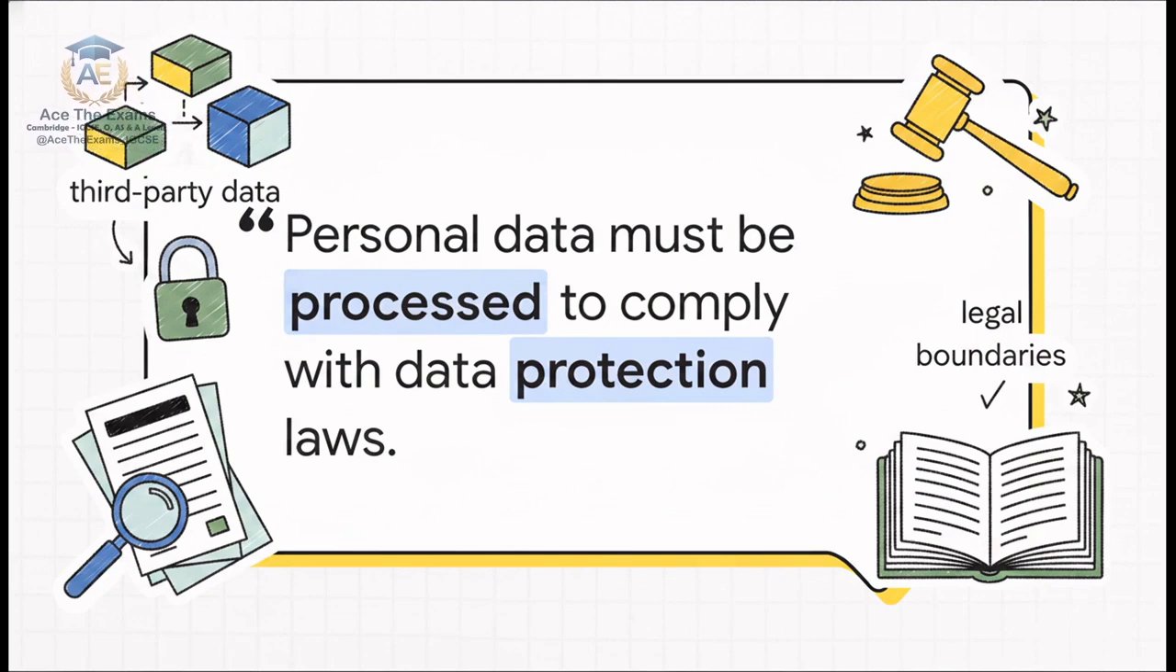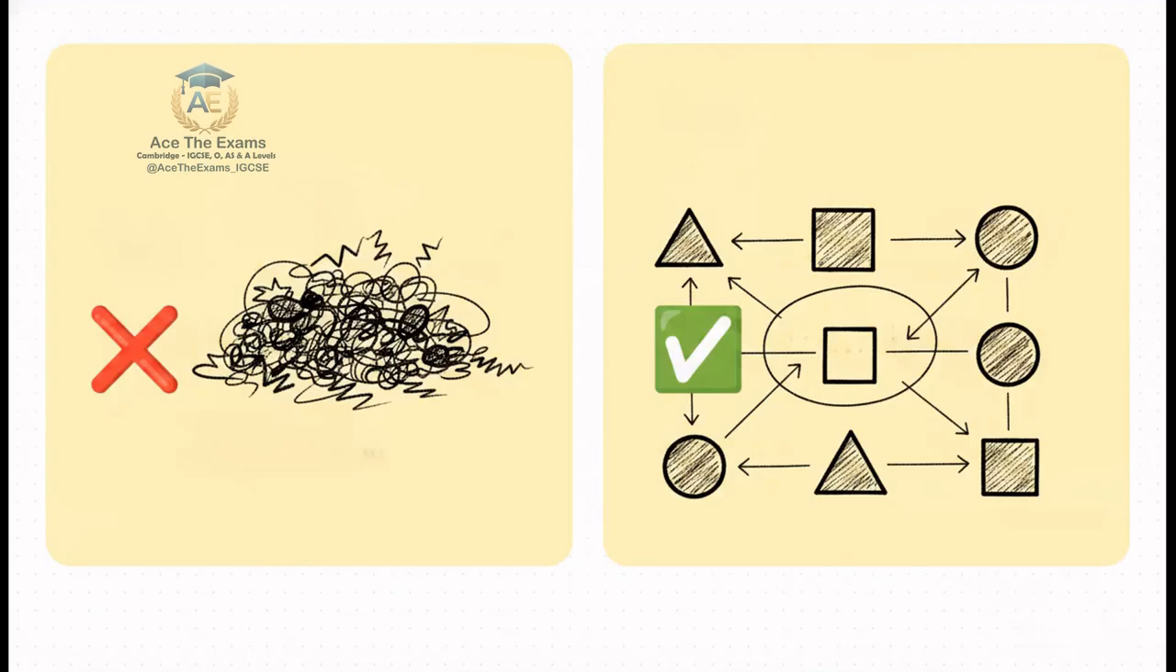But always remember this for your exam. Utilizing third-party data comes with some immense responsibility. As this quote from the source material highlights, purchasing mailing lists or using the electoral register must always be done within strict legal and data protection boundaries. Examiners absolutely love to award points for mentioning compliance when you're discussing indirect data. Don't forget that.